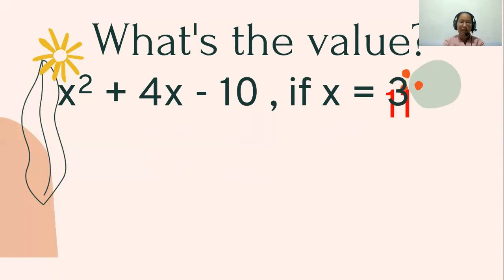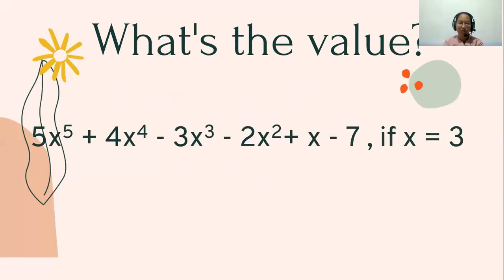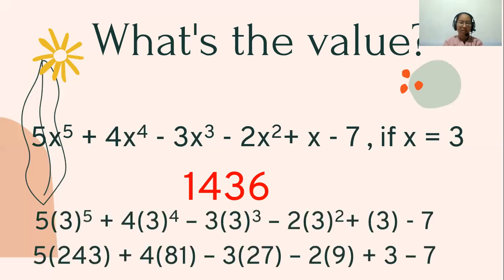Let's have the third expression. What's the value of 5x to the 5th plus 4x to the 4th minus 3x cubed minus 2x squared plus x minus 7 if x is equal to 3? So this is quite longer, so I'll give you more time to compute the value of this expression. So what's the value now? The value is 1,436. How did it happen?